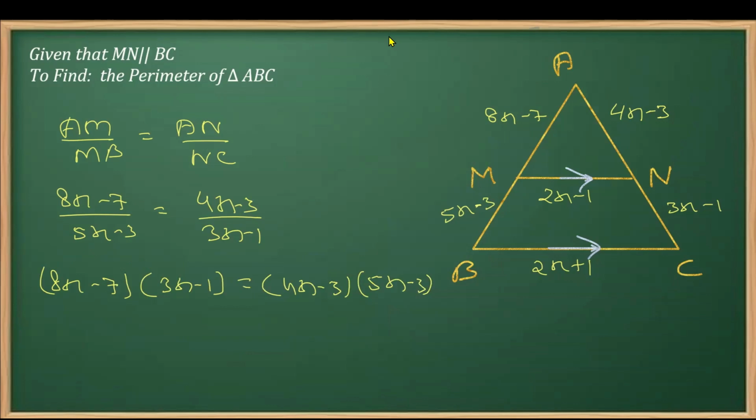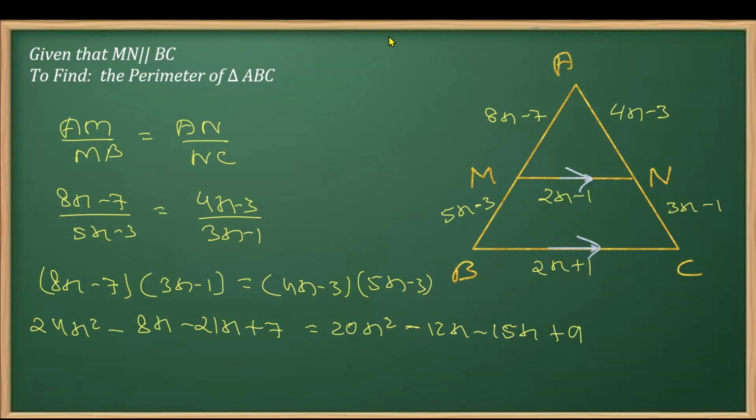Now if I do the multiplication, 8 into 3 is 24, x into x is x square. 8x into minus 1 is minus 8x. 7 into 3 is minus 21x. And minus 1 into minus 7 is 7. On the other side, 5 into 4 is 20x square. 4 into minus 3 is minus 12x. 3 into minus 5 is minus 15x. And finally, minus 3 into minus 3 is 9.